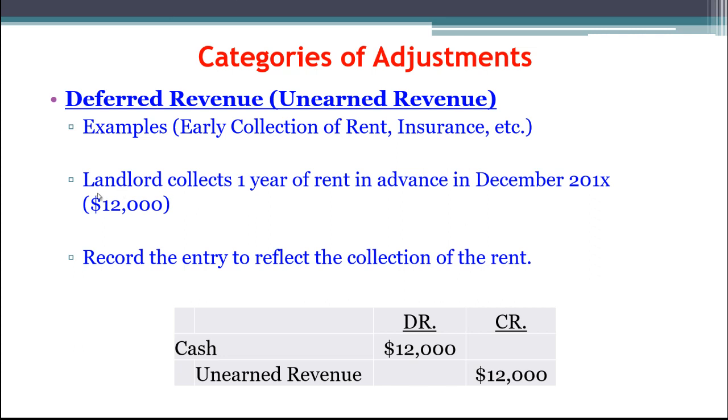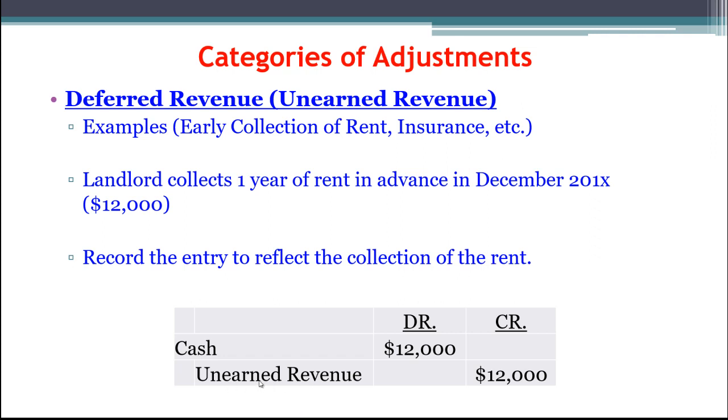So in this case, let's say we have the landlord that collects 1 year of rent in advance in December, $12,000, $1,000 a month. We're going to have this initial entry, which is just cash. Debit to cash for $12,000 because we've increased it. We're going to credit a liability account known as unearned revenue. This, or deferred revenue, sometimes you'll hear that referred to as.